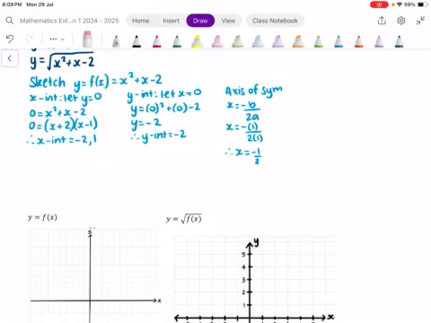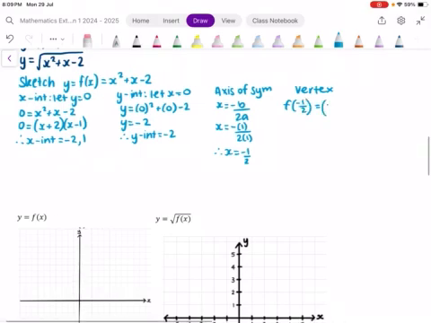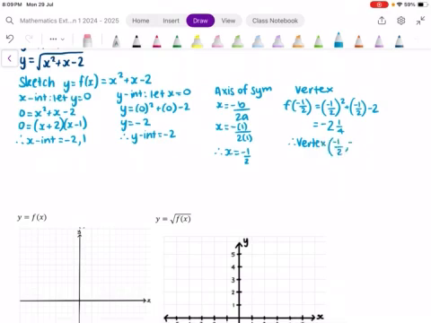And then we need to find our vertex. Our y coordinate at this point is found when we substitute negative a half into our original function. So negative a half squared plus negative a half minus 2 gets us a value of negative 2 1/4. So therefore our vertex is at the point negative a half, negative 2 1/4.